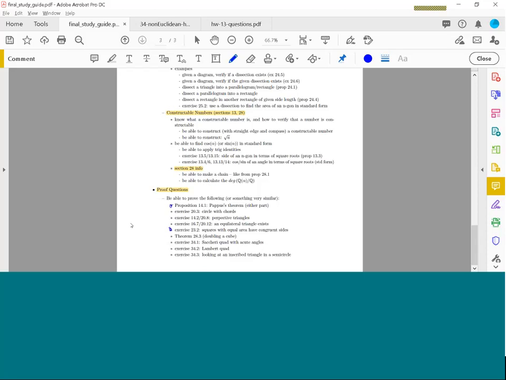Down there in exercise 23.2, this is one that dealt with area, that said, hey, we've got 2 squares that have the same area, show that they have congruent sides, and we had to build what the formula for the area of a square was. Then theorem 28.3, we did the outline of this guy in class, doubling a cube. We showed that it didn't work and we needed the stuff with the fields in order to do that.